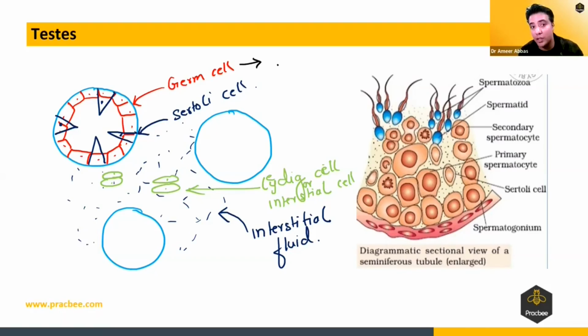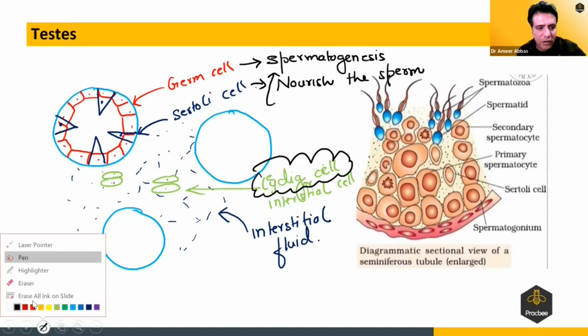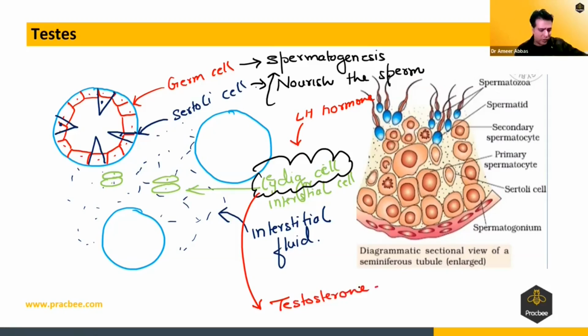Now, the germ cell will help in germination. And what germinates? Sperm. They will help in spermatogenesis. Germ cells will give rise to sperm. Clear? So what will the Sertoli cells do? They will nourish the sperm. They also participate in spermatogenesis. Not only a single thing, they also participate in spermatogenesis, but their main function is to nourish the sperm. What is this cell doing here? Under the influence of LH hormone, this Leydig cell will produce testosterone. Clear?